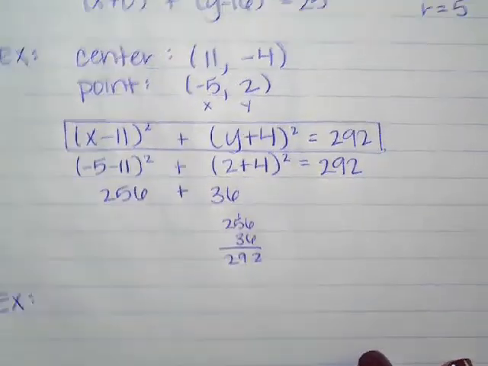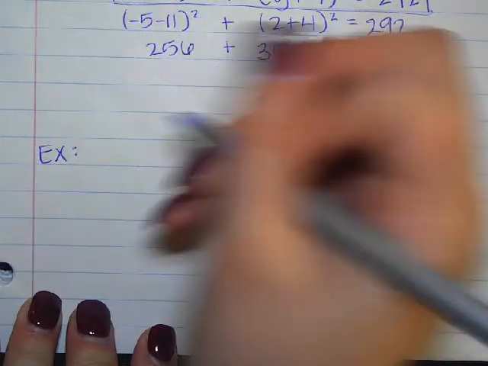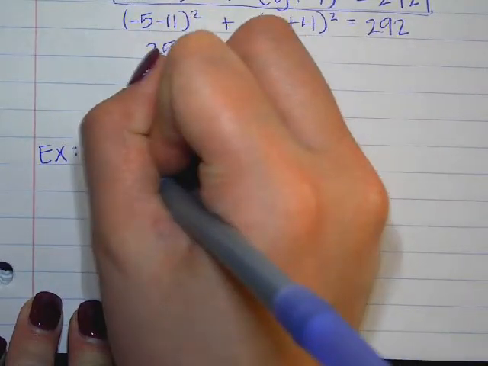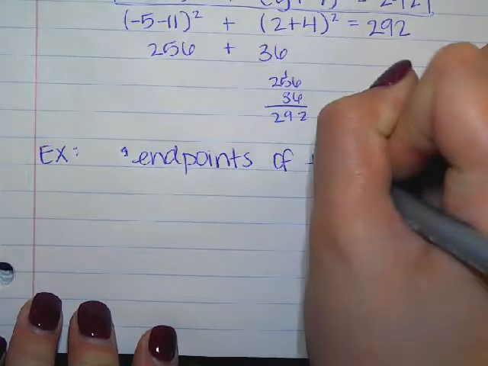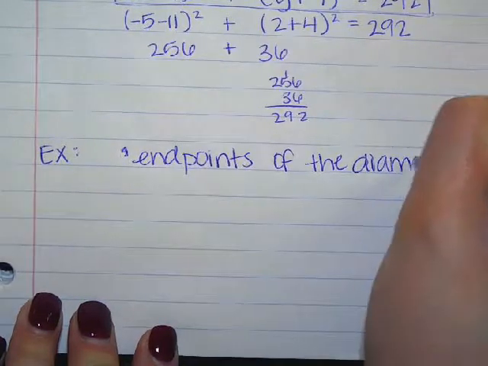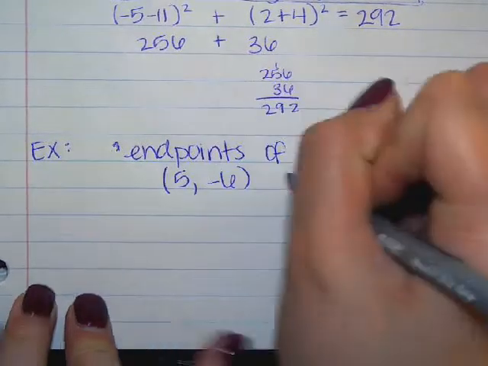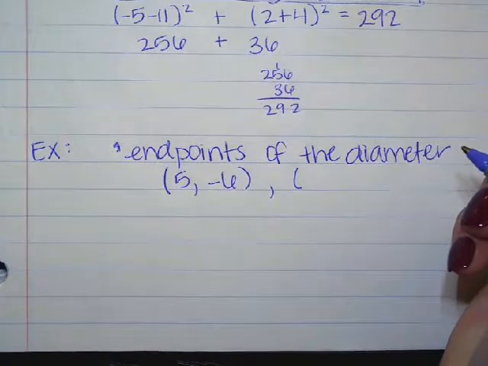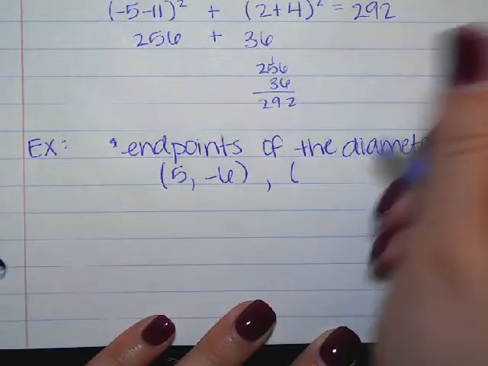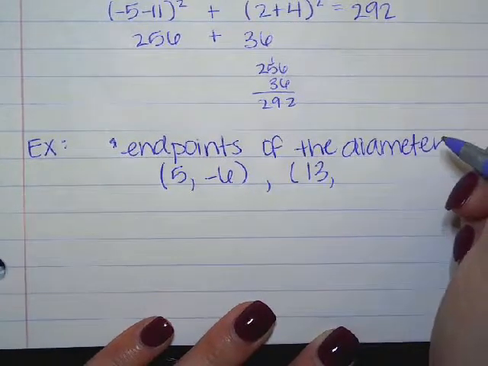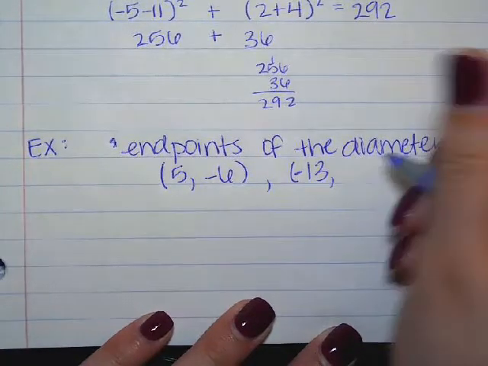All right, let's do another one. We've got a circle. Ooh, we're going to do endpoints of the diameter. And the endpoints are going to be (5, -6). Was endpoints of the diameter even in the video? Yeah. Look at you getting all sassy and then being told. It was a little sassy. All right, (-13, what number? 4). Yeah, we can do 4.